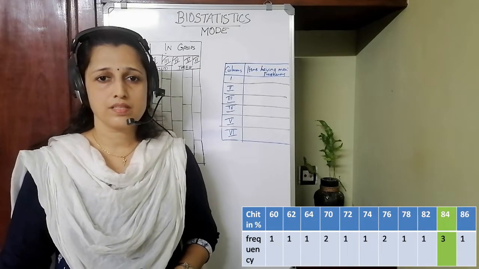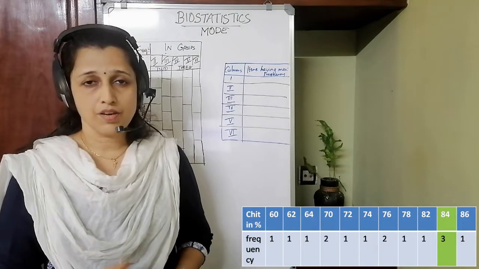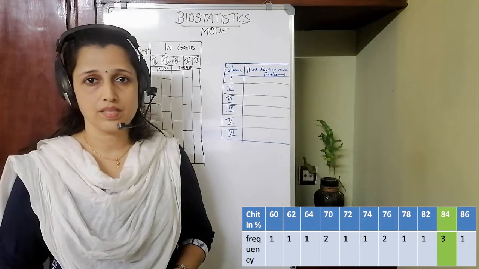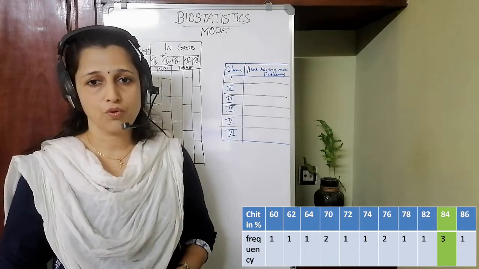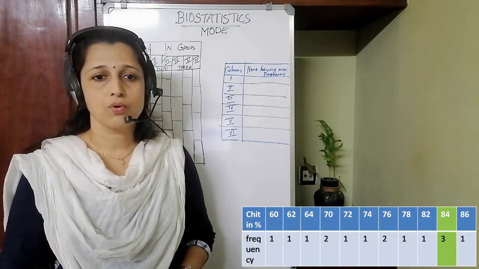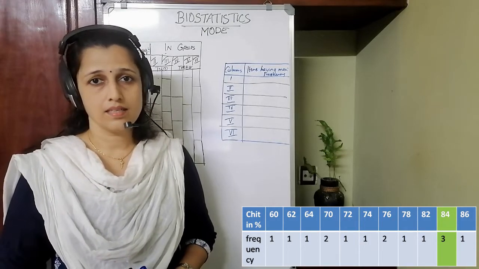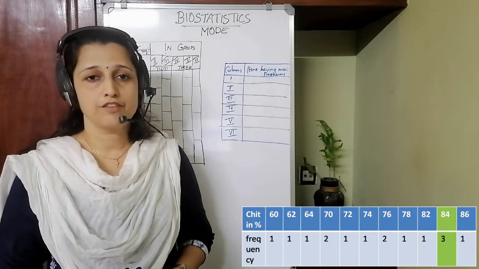In this frequency distribution table, you can see the variable 84 is having the maximum frequency. Here the maximum frequency is 3 and the variable 84 is having the maximum frequency. So 84 is the mode of this data, and the answer is mode is equal to 84.